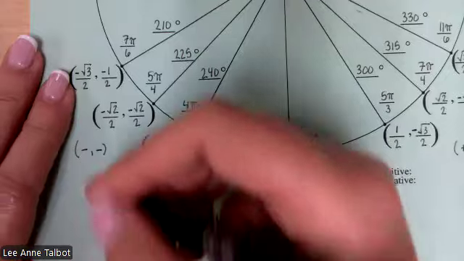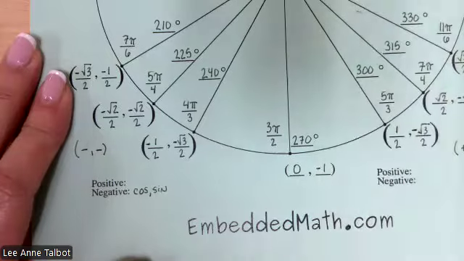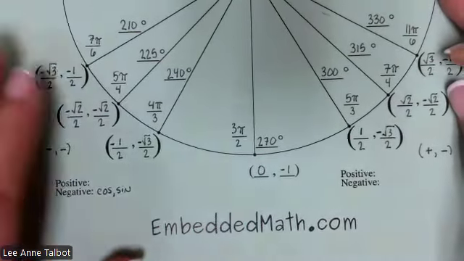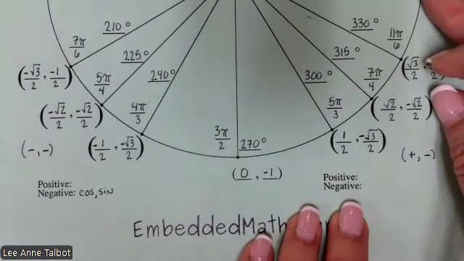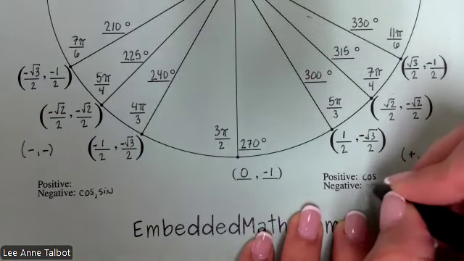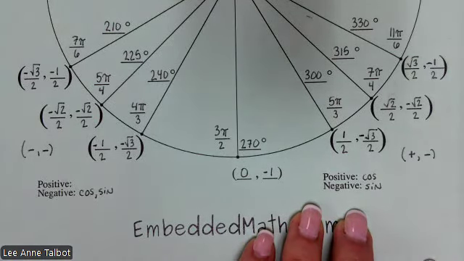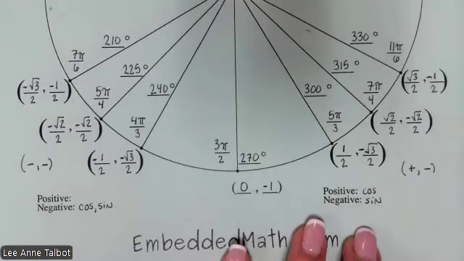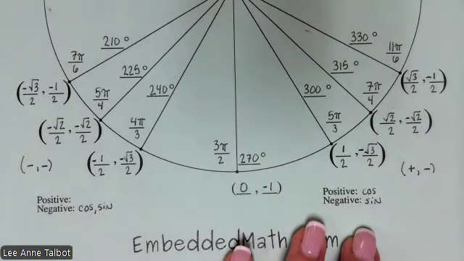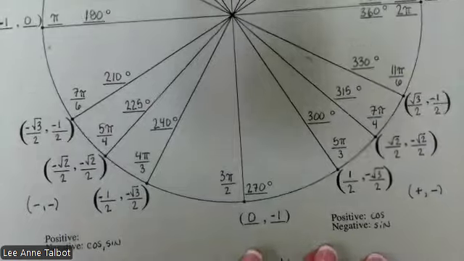In this quadrant, they're both negative. And in this quadrant, cosine is positive and sine is negative. And on Monday, we're going to come back and add tangent to all this stuff. Do not lose this paper. Okay, last thing. Last bit for this paper.